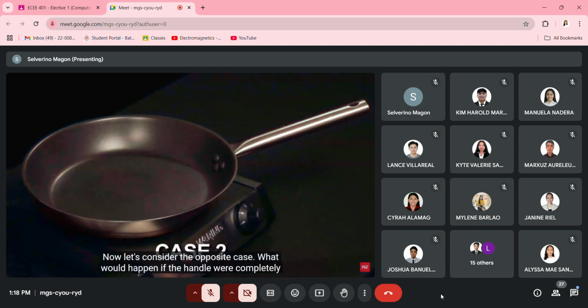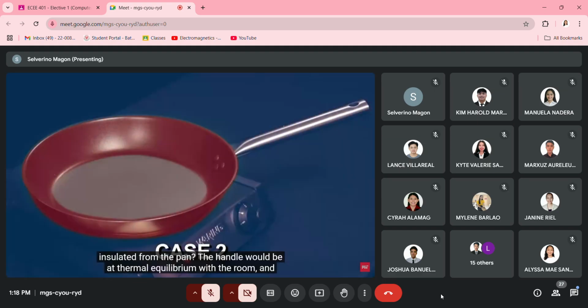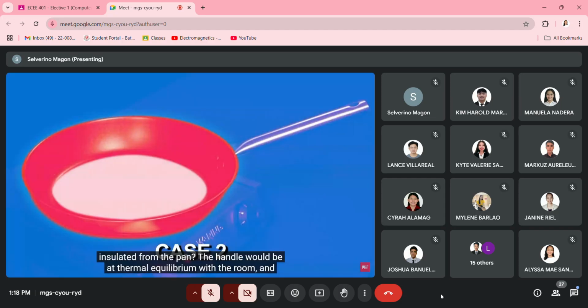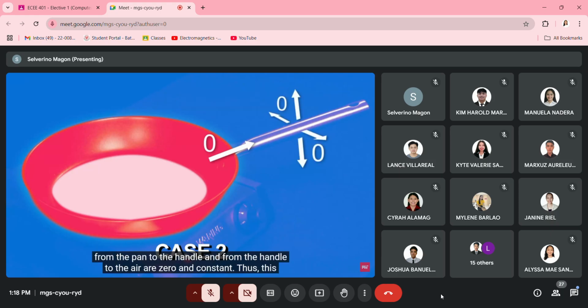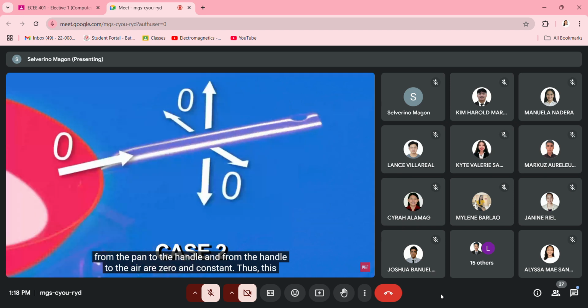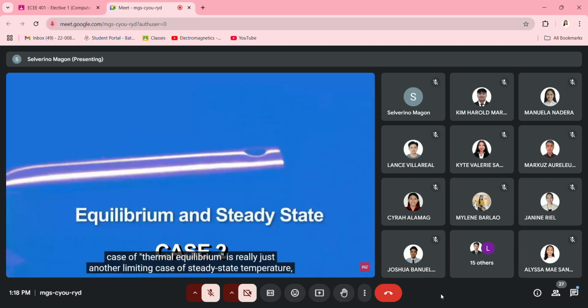Now let's consider the opposite case. What would happen if the handle were completely insulated from the pan? The handle would be at thermal equilibrium with the room and would stay that way no matter how hot the pan got. The temperature of the handle would be exactly the same as that of the air. Just as in our first case, both the heat flow from the pan to the handle and from the handle to the air are zero and constant. Thus, this case of thermal equilibrium is really just a limiting case of steady state temperature, except, of course, the handle will be cool enough to hold.